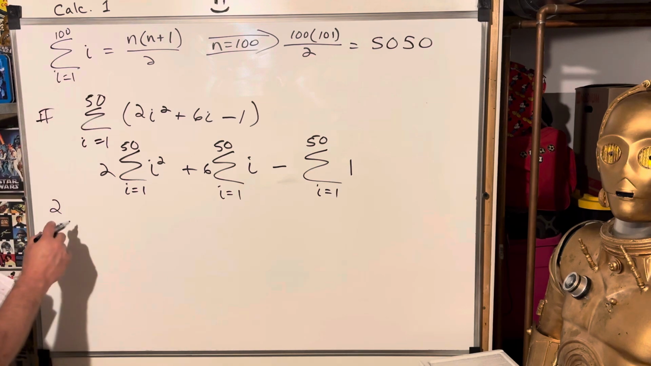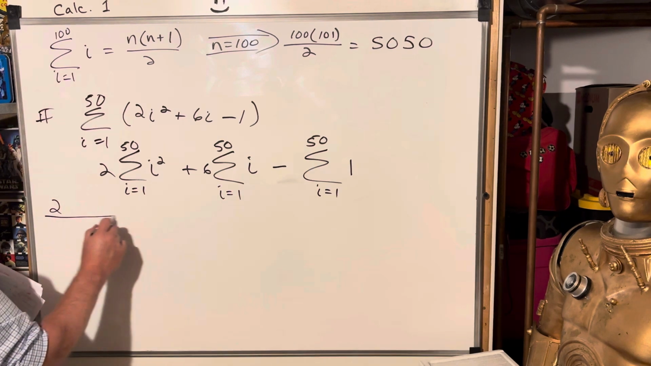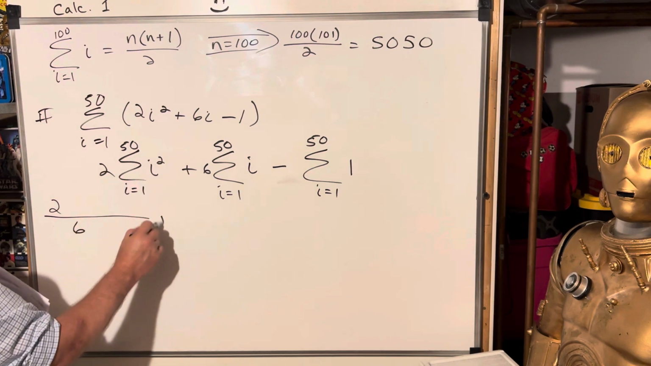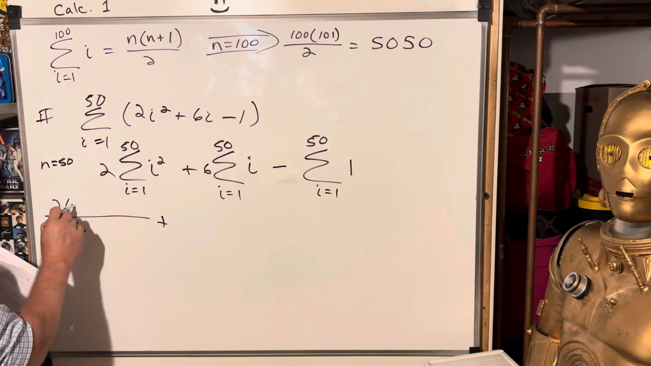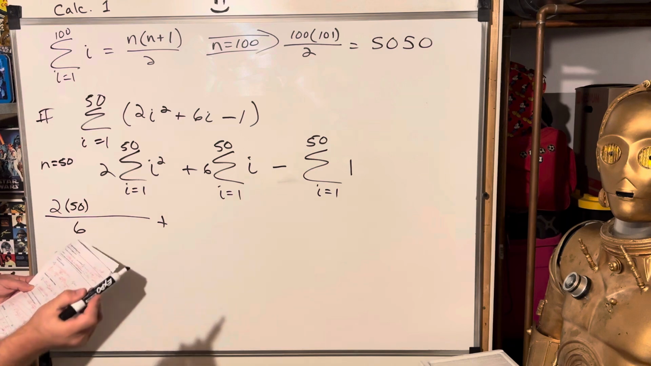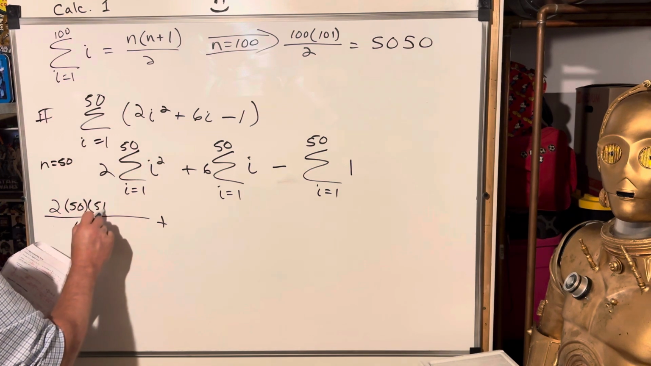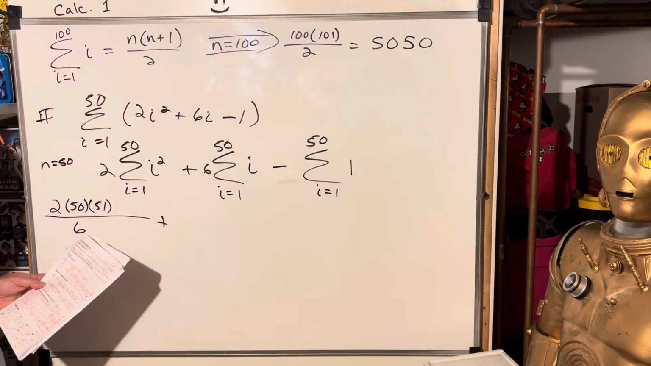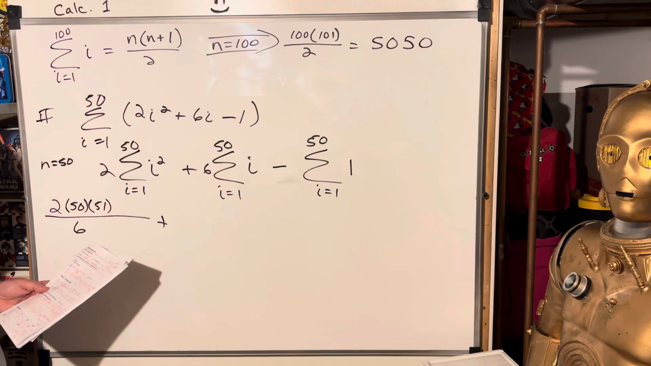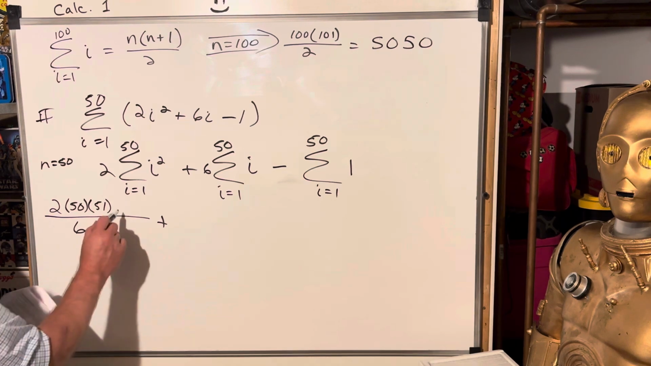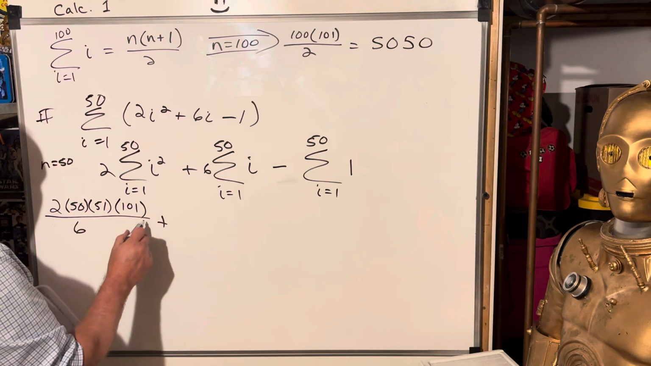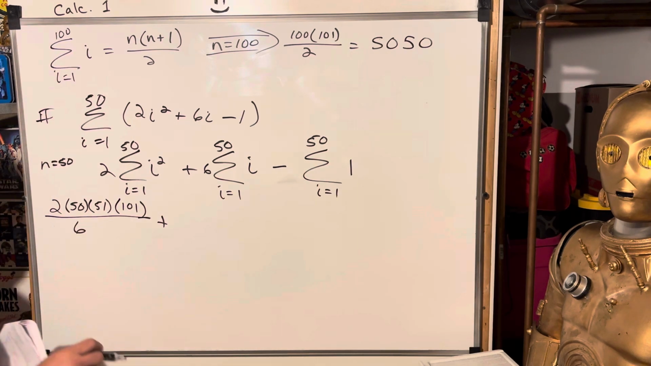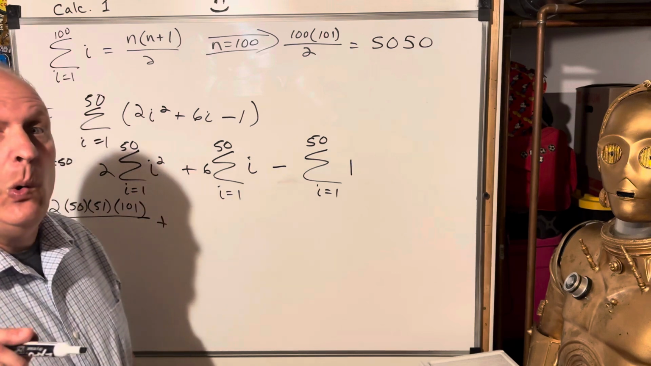Okay. So we got 2 divided by 6. I'm just doing this one for 50, so n equals 50. So we got 50 times 51 times 101. No "and", don't say "and" unless there's a decimal point. It's not "one hundred and one". In England, they always do that. Don't do that. It's 101.